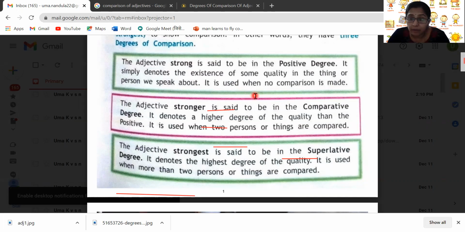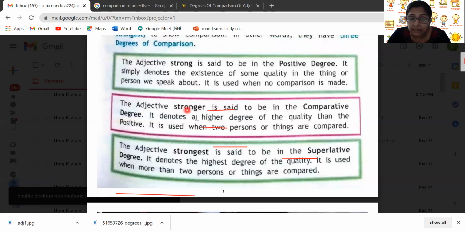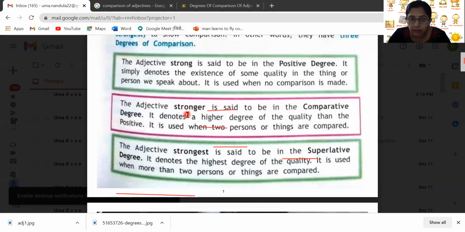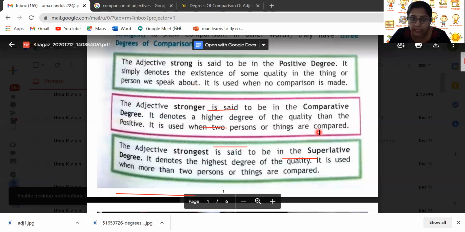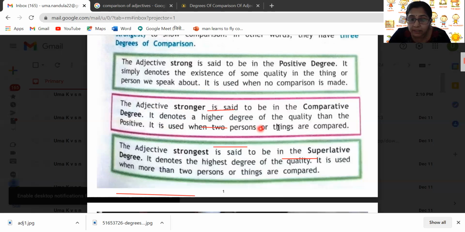So when I talk about that particular thing only, we use the positive degree; we don't compare. Now, when the adjective "stronger" comes, it is said to be in the comparative degree. It denotes a higher degree of quality than the positive, meaning better than the positive degree. And it is used when two persons or things are compared, as I told you, Geeta and Rita.